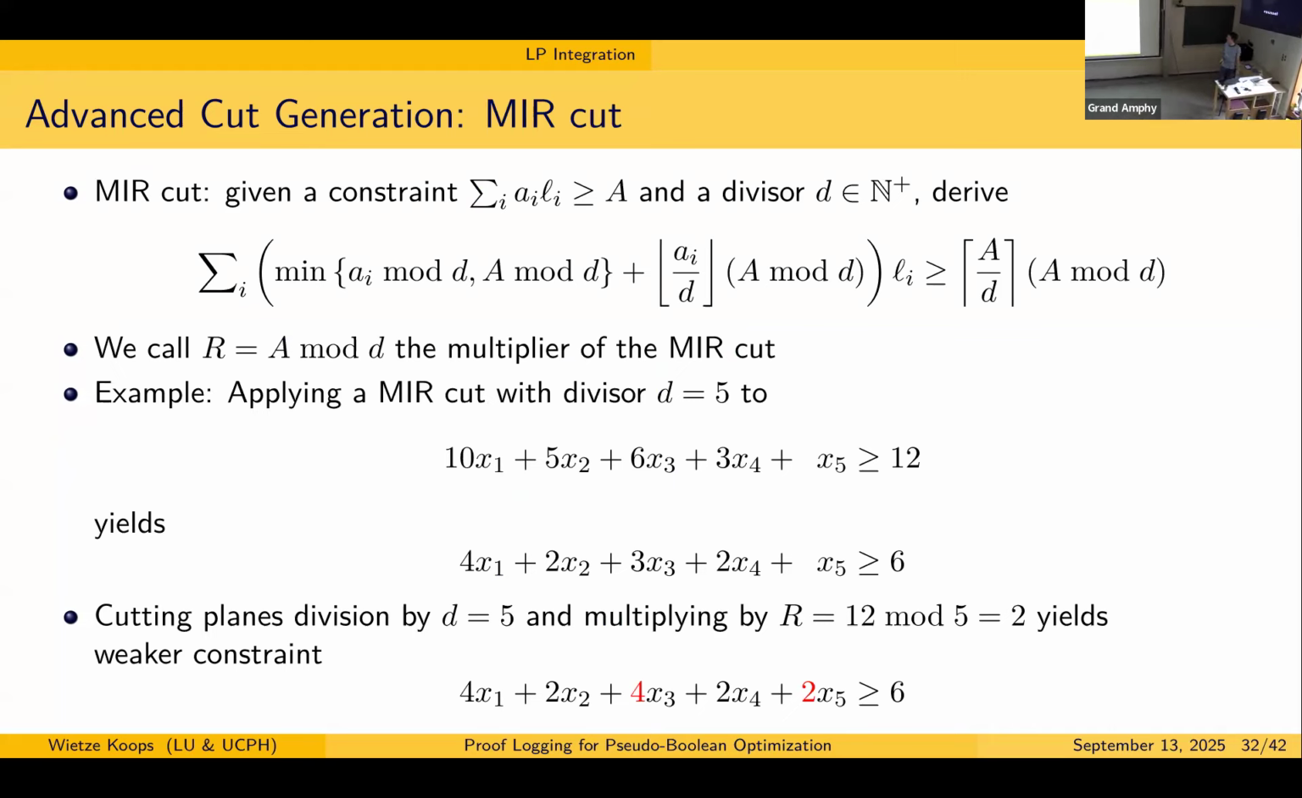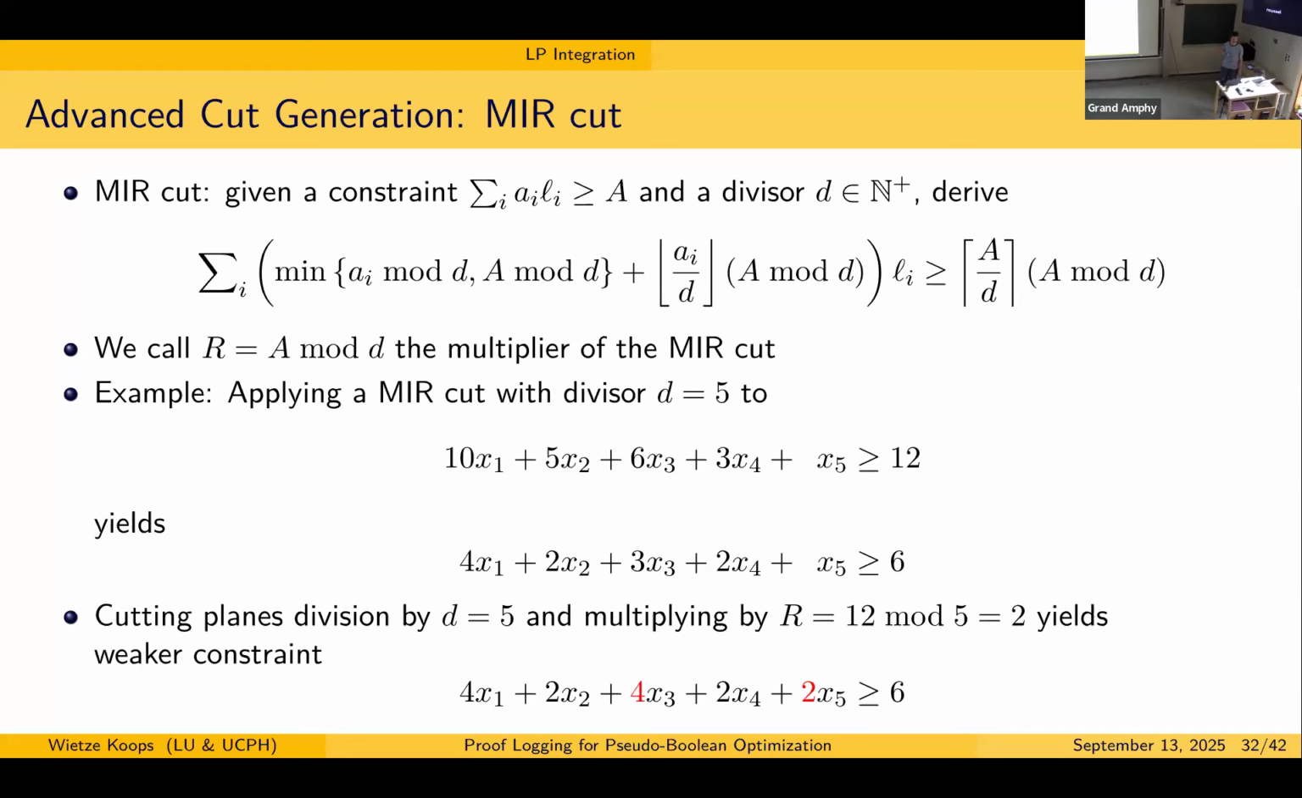So if we apply the MIR cut with the divisor 5 to this constraint, well, the 10 we divide by 5 and multiply by 2. And the 5 we just multiply by 5 and divide by 5 and multiply by 2. Then the 6, if we would do cutting planes division, we would get 4 as a coefficient, but instead we get 3 as a coefficient in the MIR cut.